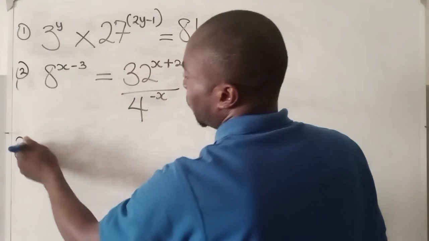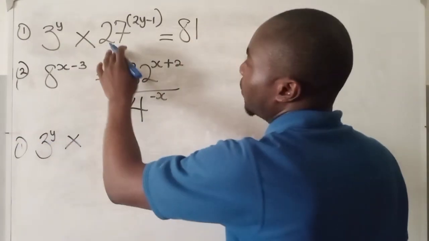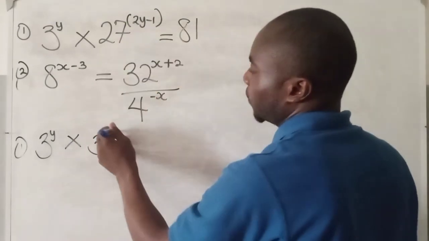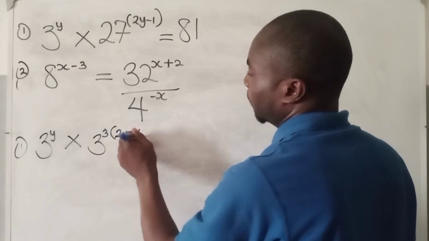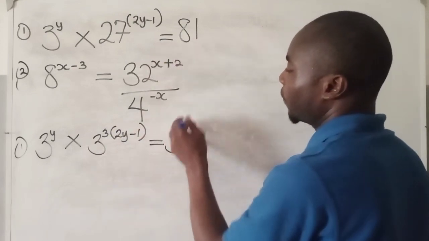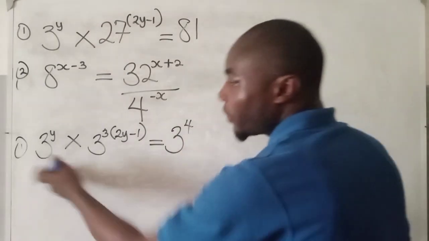we'll bring down our 3 raised to the power of y times 3 raised to the power of 3, then in bracket of 2y minus 1. And that's equal to 3 raised to the power of 4. Because 3 raised to the power of 4 is 81. So we have the same base now.